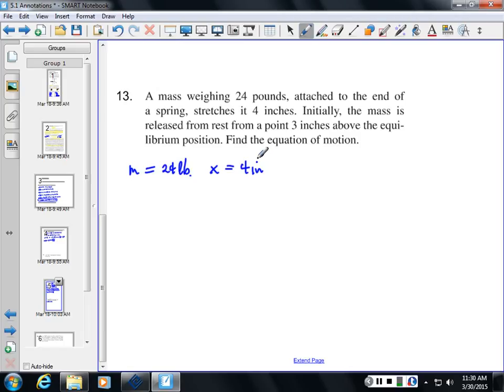X is 4 inches. The only problem here is that the dimensions with respect to the force of gravity, which is 32 feet per second squared, are in feet and not inches. So we have to convert all these inches to feet, and once you do that, everything matches up. So here we convert the 4 inches times 1 foot per 12 inches. So we get, is that 1/3?